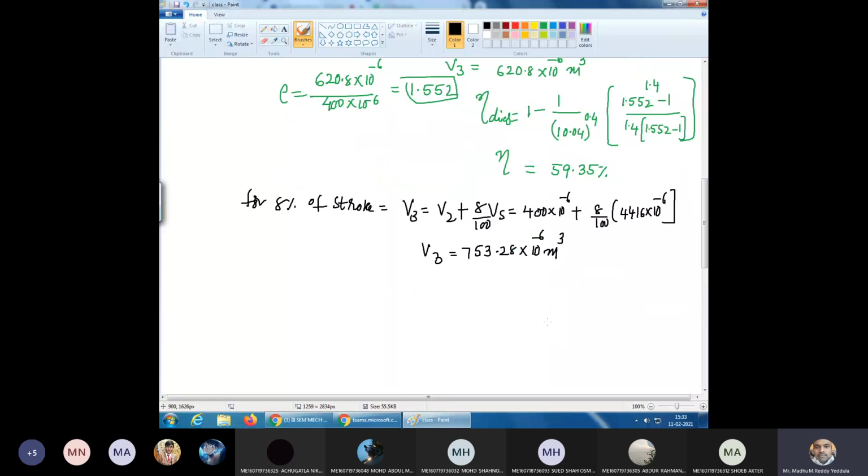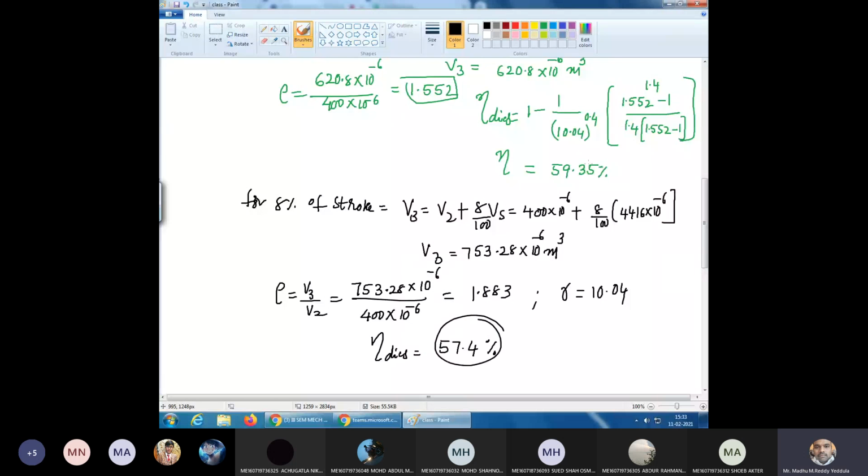Once you know V3, recalculate the cutoff ratio by using this one, that is V3 by V2. So 753.28 into 10 power minus 6 divided by V2, we have clearance volume, that is 400 into 10 power minus 6. This value you will get as 1.883. Now take this rho value, compression ratio remains the same, this is 10.04. So calculate the efficiency of the diesel cycle with this cutoff ratio. So you will get 57.4%.